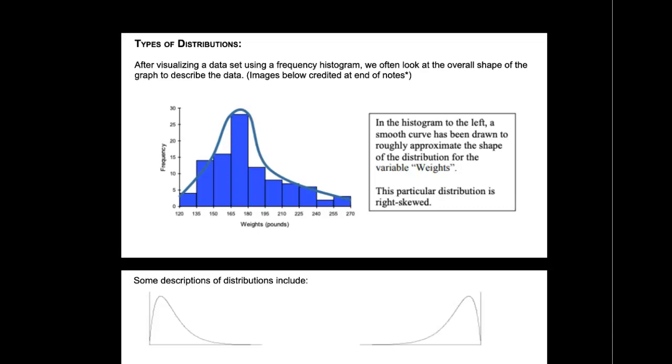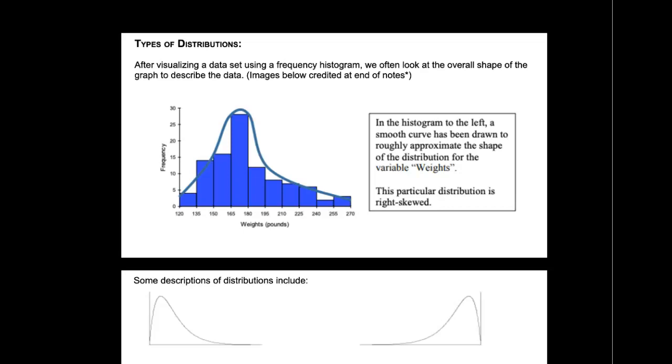In this video, I'm going to talk about types of distributions, and a distribution is just a collection of data on a certain variable. And what we're going to do is look at a graph, like this graph you see here, this histogram, and describe the shape. There are many types of shapes that have names. We're going to focus on 4 of them in this class.